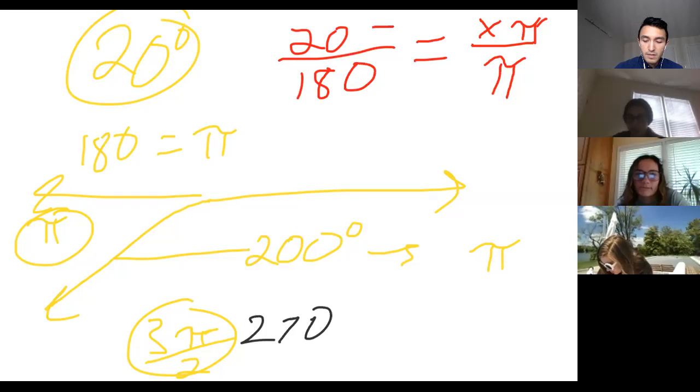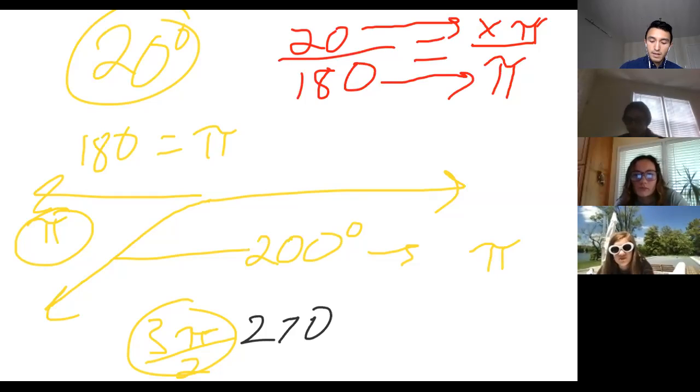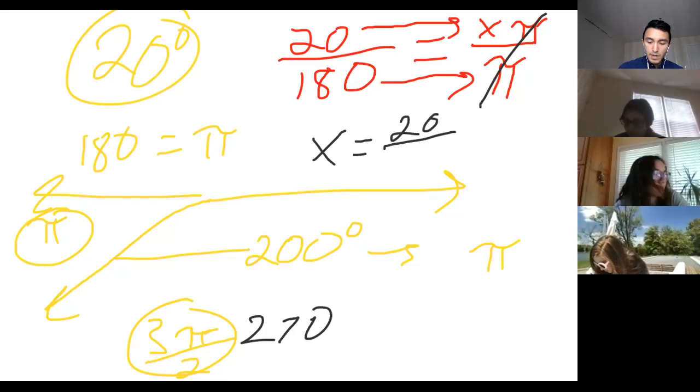Because 20 degrees is going to be some number times pi, and I already know that 180 is just pi. So now I do the proportion. Remember, we can simplify and cross multiply. So the pi's are going to cancel out, and all that means is that x is going to be 20 divided by 180. So all you have to do is divide. This happens to be 1/9.